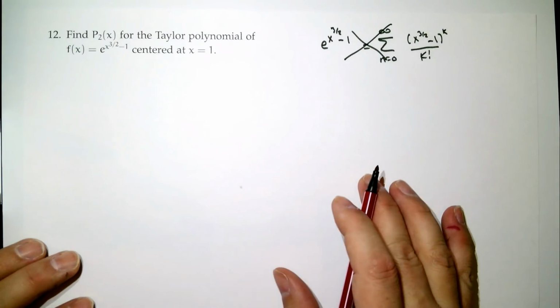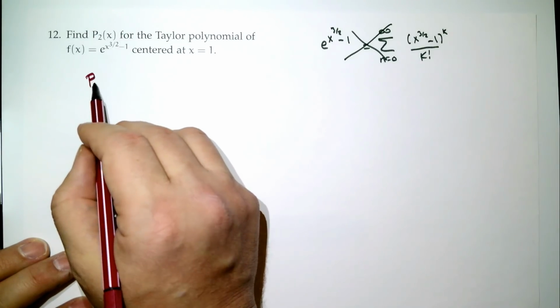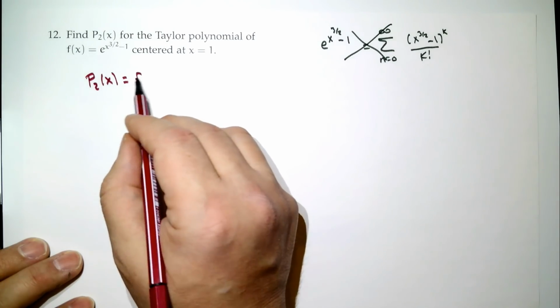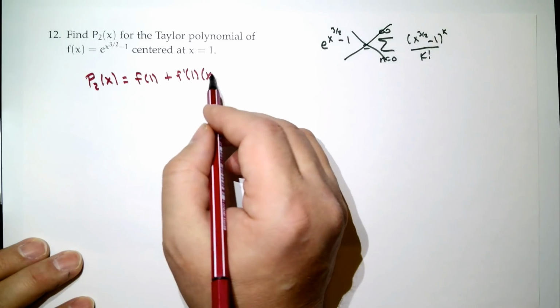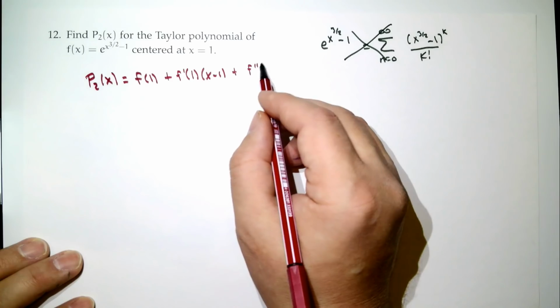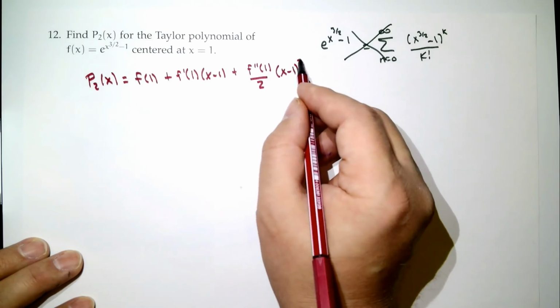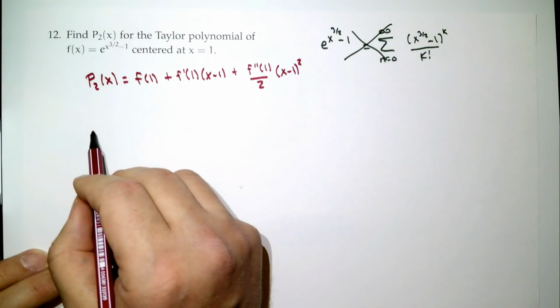Well, so let's go back to our definition. P2 of x, if I'm centered at 1, will be f at 1 plus f prime of 1 times x minus 1 divided by 1 factorial, which is 1, plus f double prime of 1 divided by 2 factorial, which is 2, times x minus 1 squared. So this is just reminding us there is a definition. Work through the definition, do the process. So let's have some fun with our function here.